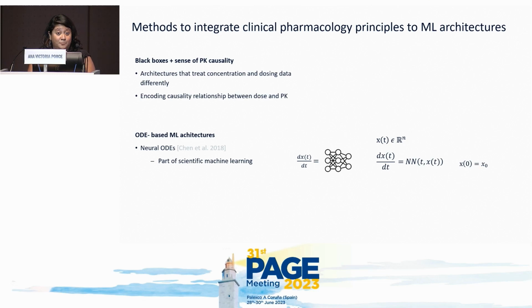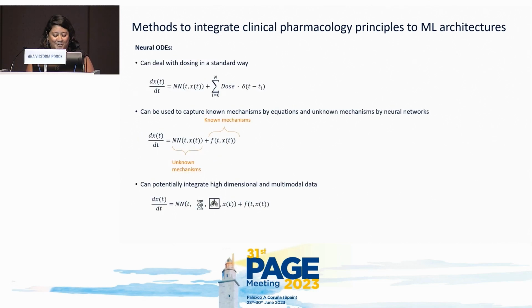There are different ways to include mechanistic knowledge in an ODE, as we all know. First, we can deal with dosing in a standard way. We can also use this neural network architecture and include mechanistic terms. Then we can capture known mechanisms with mechanistic terms and unknown mechanisms with the neural network. And since we have a neural network, it can also integrate high-dimensional and multimodal data.